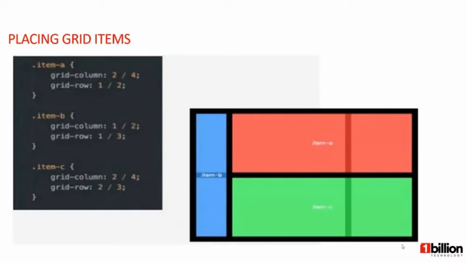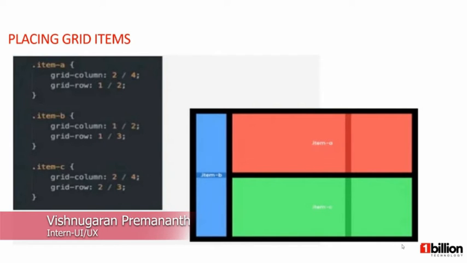Placing a grid item. The CSS place-items shorthand property allows you to align items along both the block and inline directions at once in relevant layout systems such as grid or flexbox.